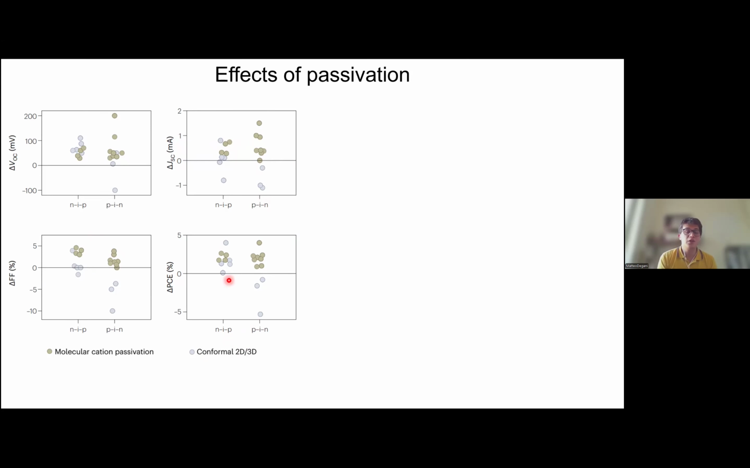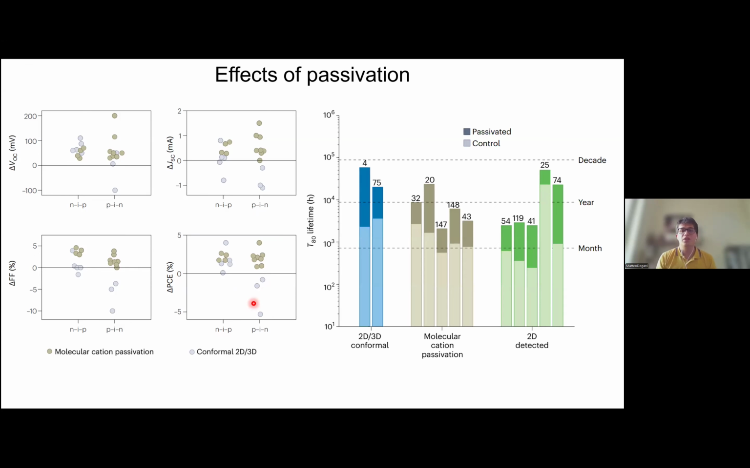Looking at the efficiency, we can observe that in the regular structure, there is a positive value. Meanwhile, in the inverted structure, we have a negative value when we are forming a low-dimensional perovskite. Meanwhile, molecular passivation always has a positive value in both architectures. But we do not have to be afraid of a negative value, because if we have a detrimental effect in efficiency but an improvement in the stability, we are still happy. In fact, this is the case when we detect a 2D or low-dimensional perovskite.